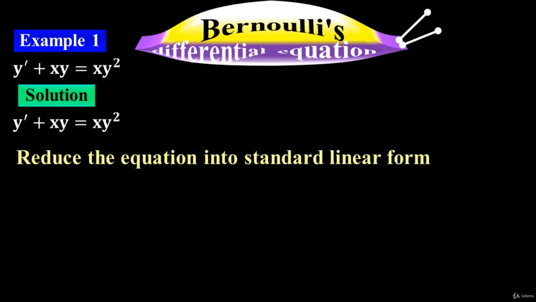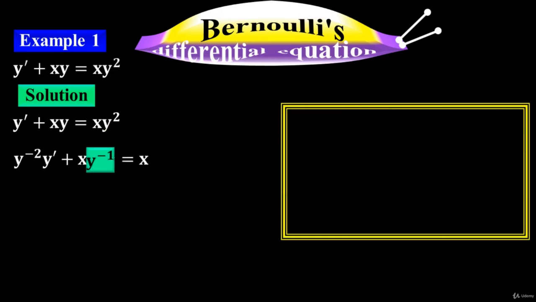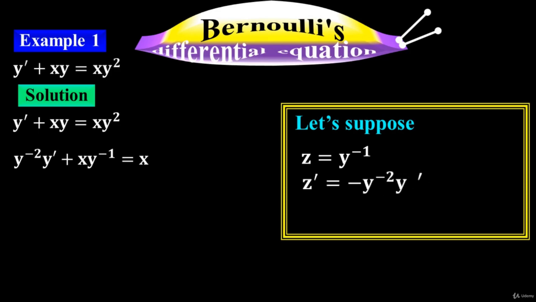Change it into linear standard form. Divide both sides by y to the 2 to have y to the minus 2 times y prime plus x times y to the minus 1 equals x. Let's suppose y to the minus 1 equals z. Do derivative on both sides to have z prime equals minus y to the minus 2 times y prime.